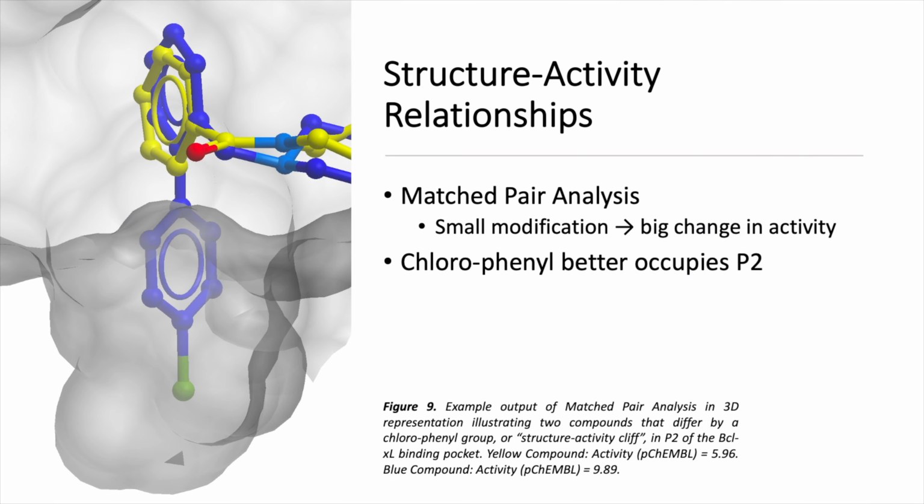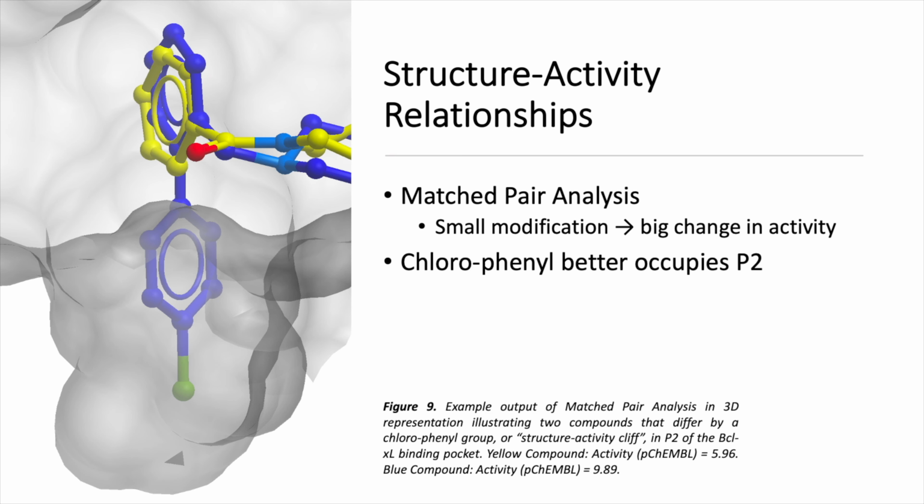Aside from the receptor, structure-activity relationships of compounds with Bcl-xL activity from the Campbell database were also analyzed. In particular, matched pair analysis was used to identify structure-activity cliffs. In essence, small changes between compounds that result in large changes in activity were identified. A very common substitution observed was a chlorophenyl group which engages P2 in 3D.